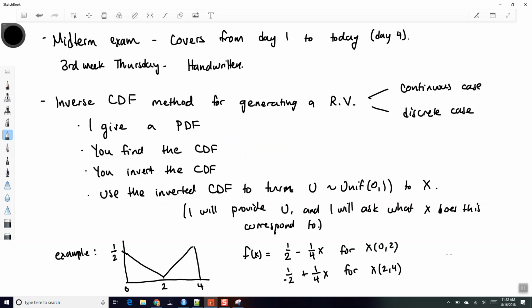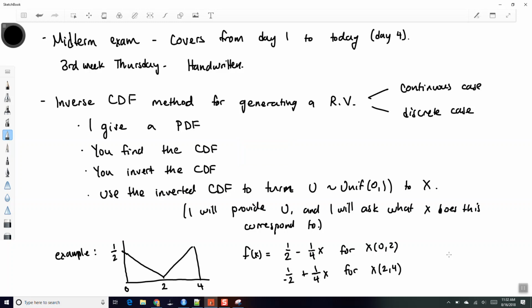So this might be your PDF, and then you have to integrate this to get your CDF, and then you invert that. I guess that part gave people problems because they didn't know how to invert a piecewise function. But okay, I'm giving you too much information here. But anyway, try this out, right? Okay, so do that.